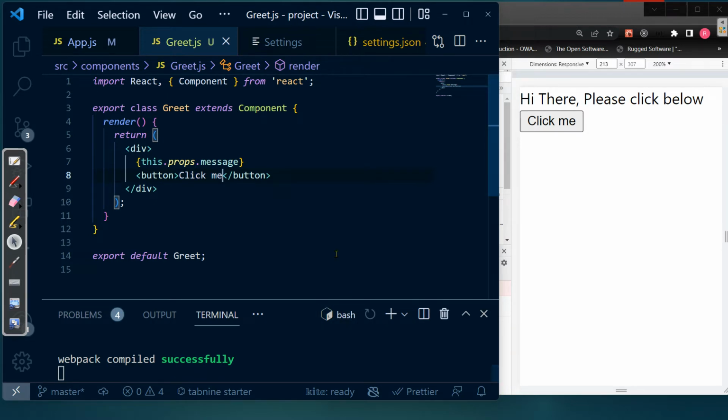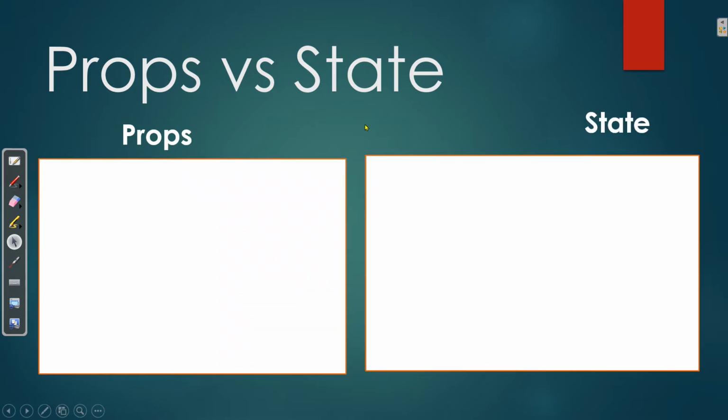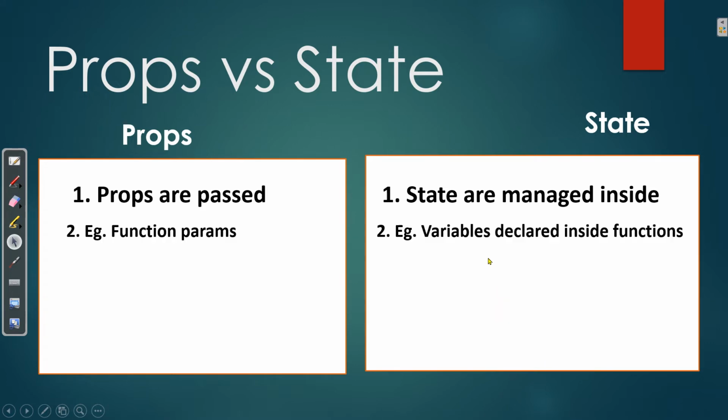So let's get a clear picture of the difference between props and state, so we understand what state inside a component is. The first thing is that props are passed into a component from a parent component to a child component as parameters, while states are managed inside the component. That is the major difference.